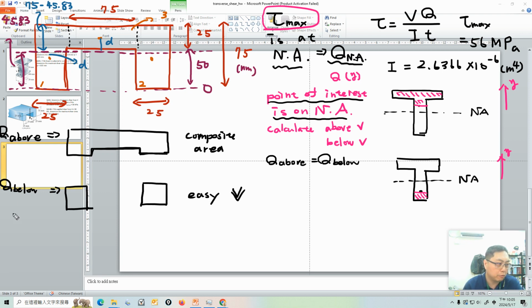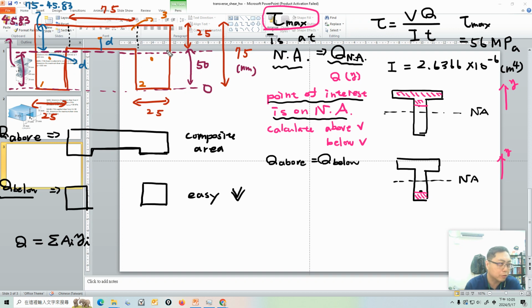So let's calculate the Q. We use the Q below. Q is equal to the summation of A_i Y_i. That's called the first moment of area. The neutral axis is here, so we are going to calculate the area below the neutral axis.